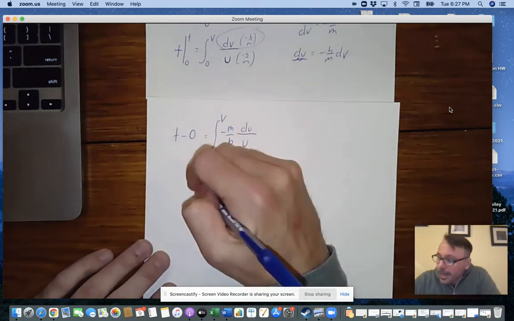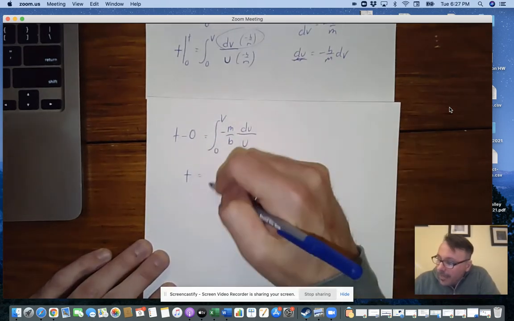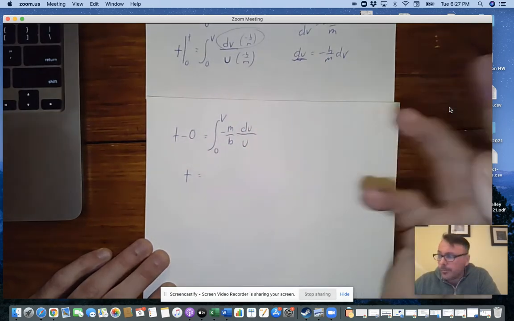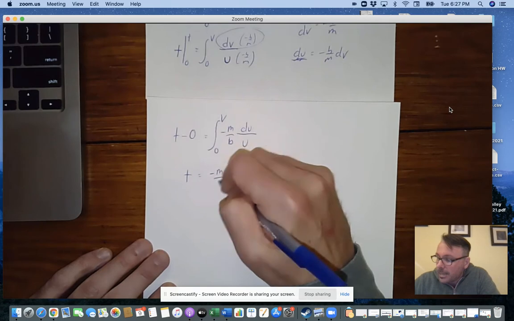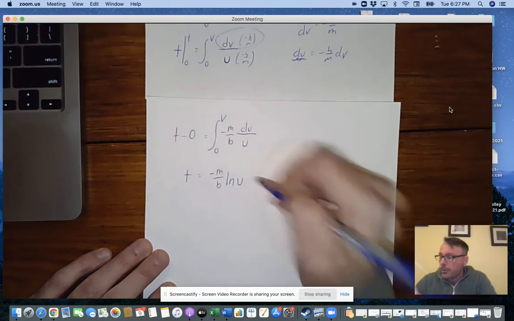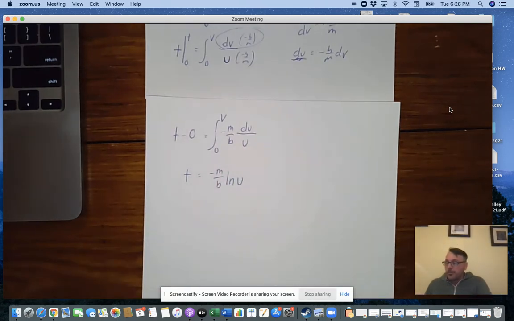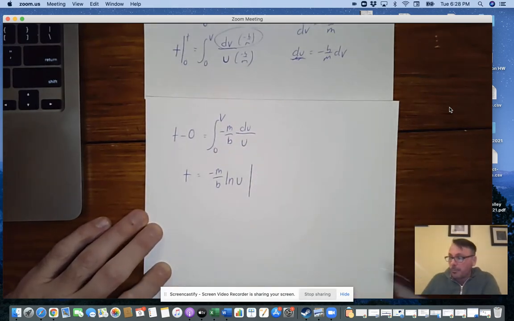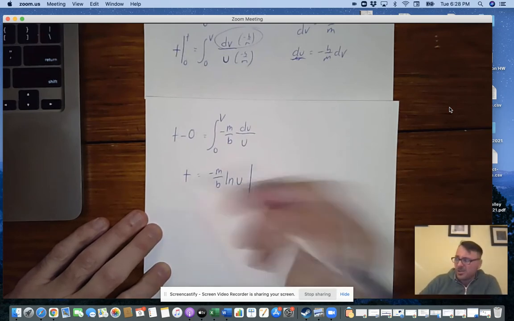So let's now do that. So t is equal to, and this becomes du over u, which is just the natural log of u, so nice and simple there. So negative m over b natural log of u. Okay, so what I'm going to do here, we'll evaluate it between two things. But first, I want to substitute back in what u is equal to. And I want to neaten this expression up because I'm going to move the constants over to the other side.